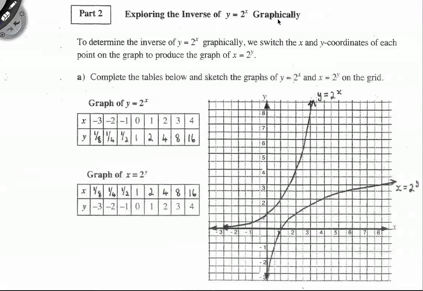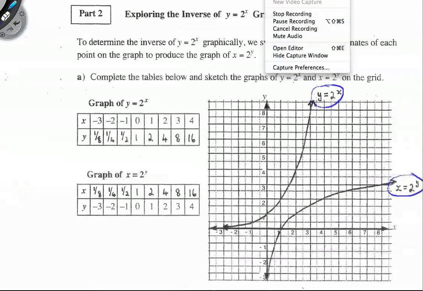Okay, exploring the inverse graphically. Now we know to reflect y equals 2 to the x in the line x equals y. So here is y equals 2 to the x, and the inverse would be this here, reflection in the x equals y line. We can take some x values and figure out the y, plot, and then we just switch these around. Negative 3, 1/8 becomes 1/8, negative 3, and so on. We can plot that.